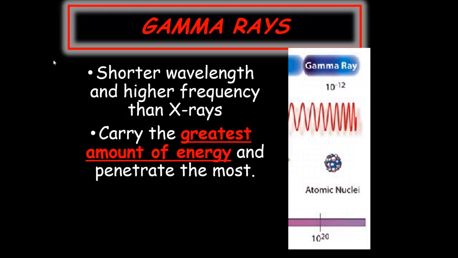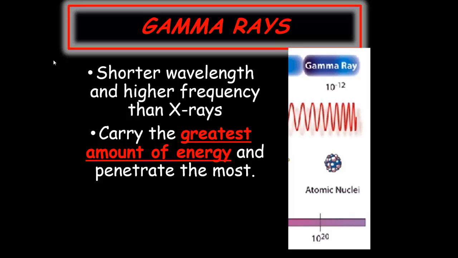Gamma rays: shorter wavelength, higher frequency than X-rays, they carry the greatest amount of energy and penetrate the most. Gamma rays, of course, are super dangerous. You want to make sure that you're not exposed to them if you can. This is involved down at the nuclear level.